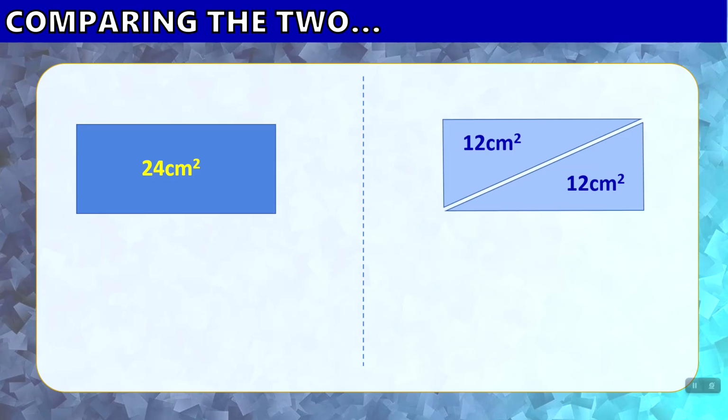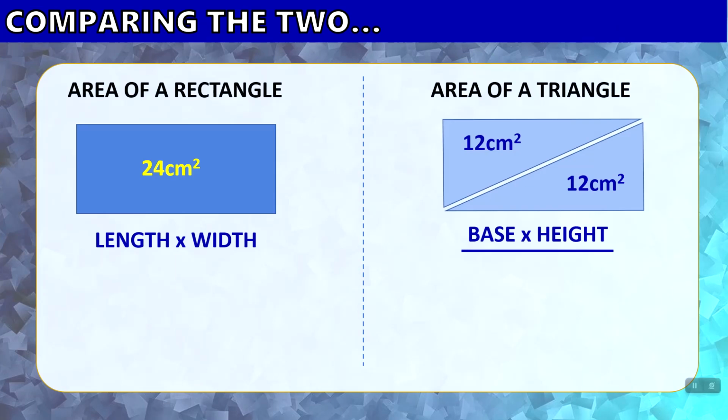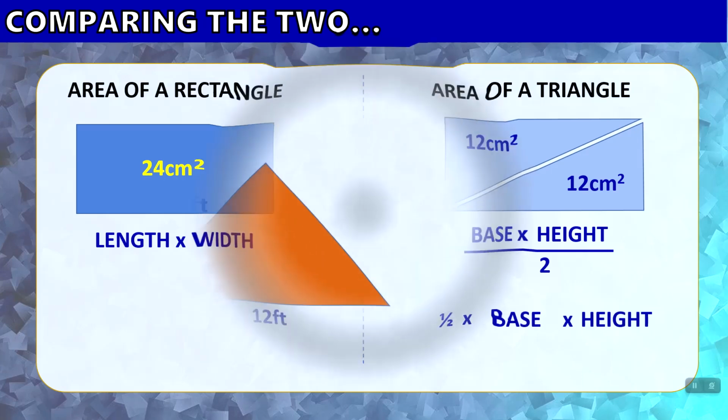Here was the rectangle on the left, the area of the rectangle and the area of the triangle. We can see that the area of the rectangle was length times width, and the area of the triangle was base times height divided by 2. You can see that there are two triangles in the one rectangle, which is why we had to divide by 2, which gives us half times base times height.